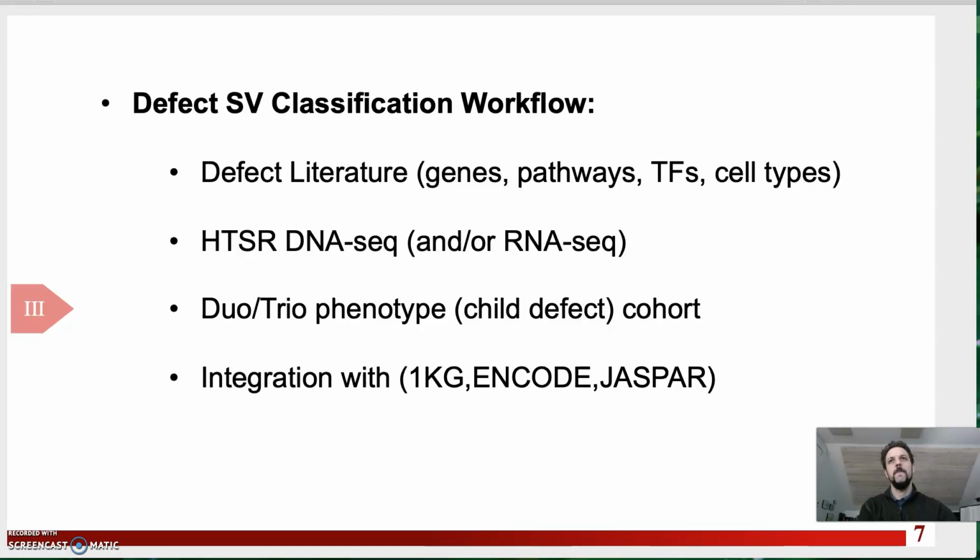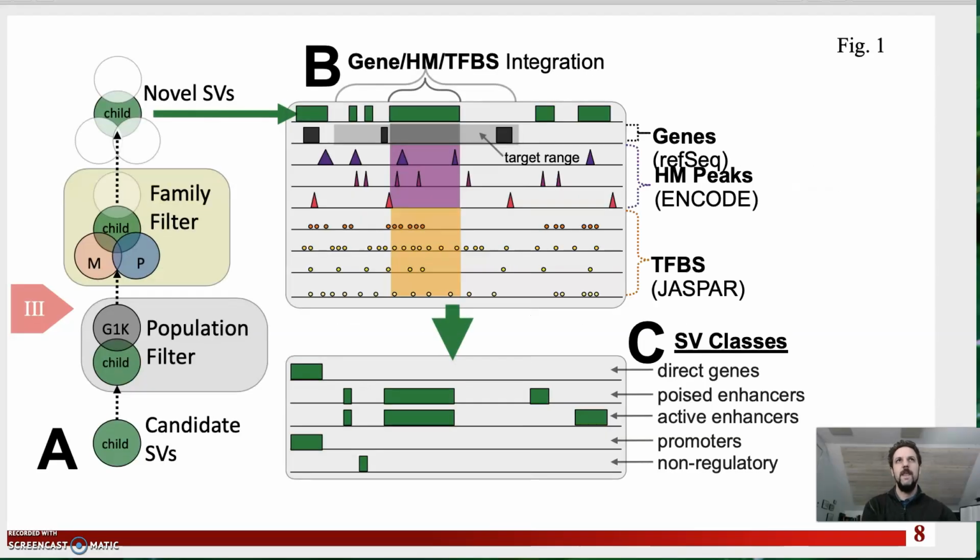potential SVs. We then take all of that and we integrate it with external sources, like known SVs from the healthy population in 1,000 genomes, or 1 kg. We use histone modifications from ENCODE, and we use transcription factor binding sites from the Jaspar database.